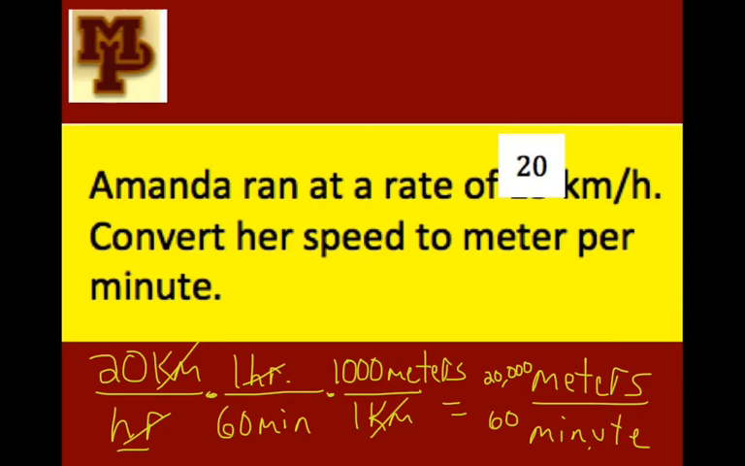And that turns out to be equal to, sorry I ran out of room there. That turns out to be 333.3, and that's meters per minute. Okay, so sorry, that's a little messy there, but we just divide those numbers. 20,000 over 60.